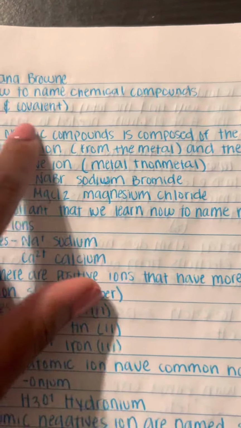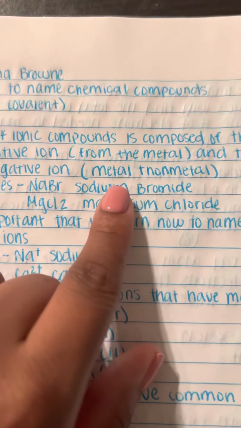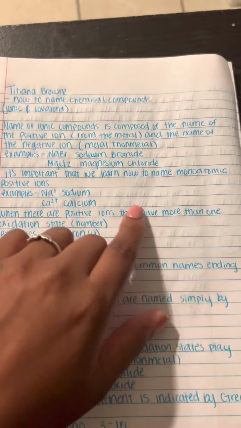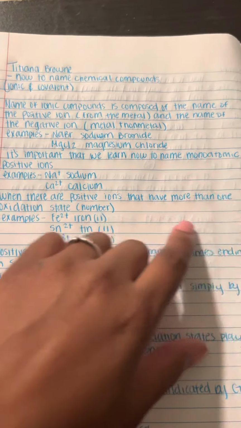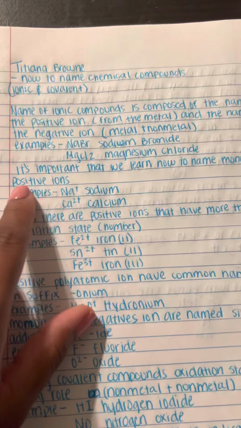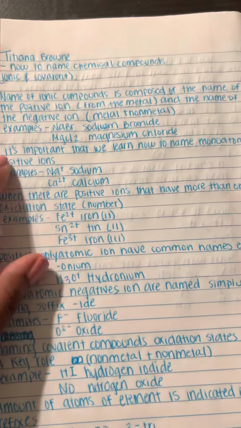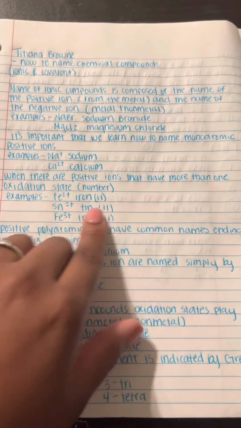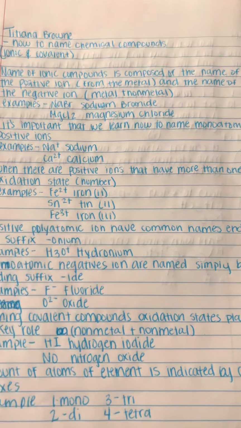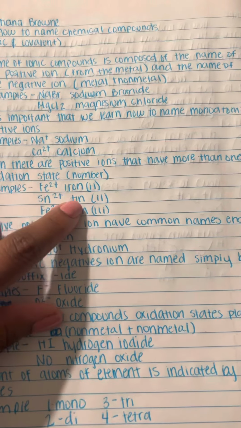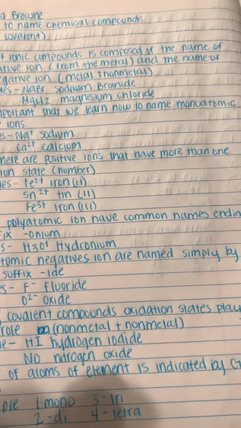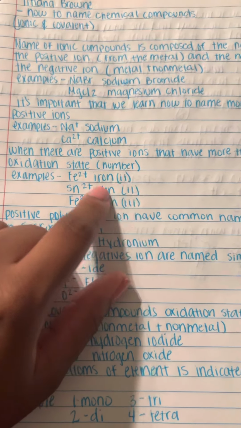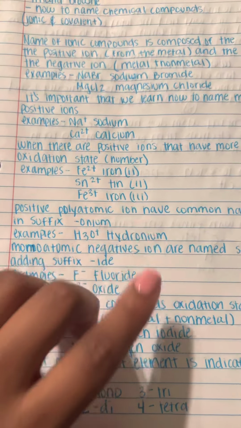With ionic compounds, they're going to consist of metals and non-metals. Here are a few examples, and then it's also important that we learn how to name positive ions, which here are other examples. When there are positive ions that have more than one oxidation state, they're going to turn into a Roman numeral. So for example, Fe2+, and that's supposed to be my Roman numeral with the name.